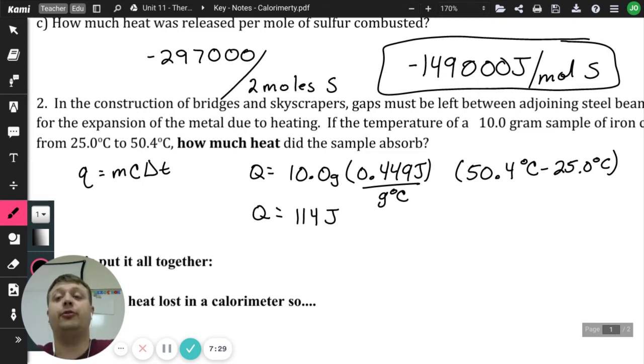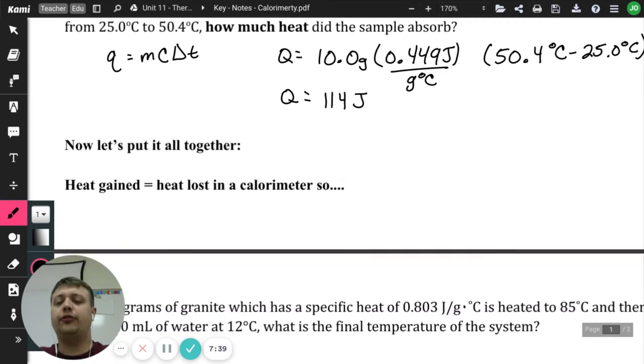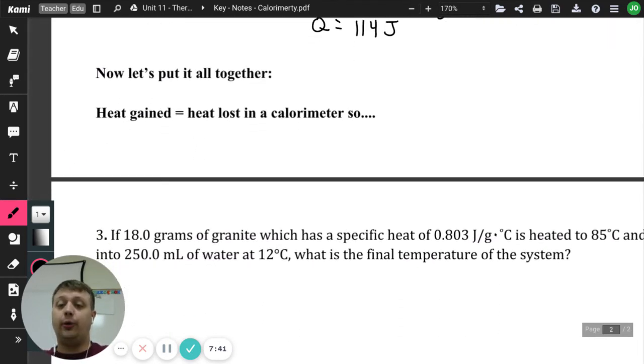Well, if that much energy was absorbed, then we do know that something else lost it. So then the amount of energy lost in that was negative 114 joules. Okay, so now let's put it all together. We know that heat gained equals heat lost in a calorimeter.